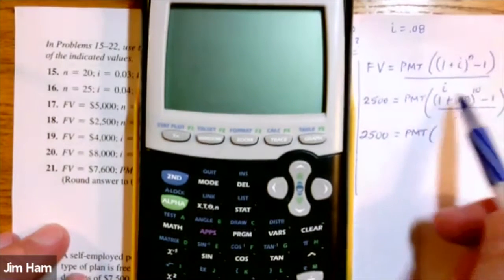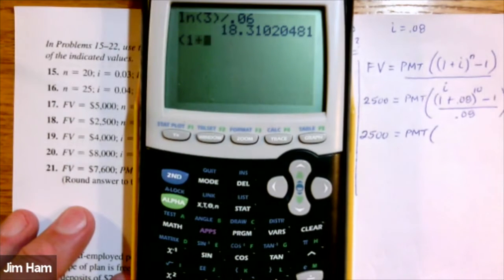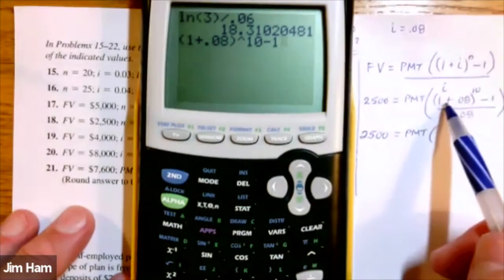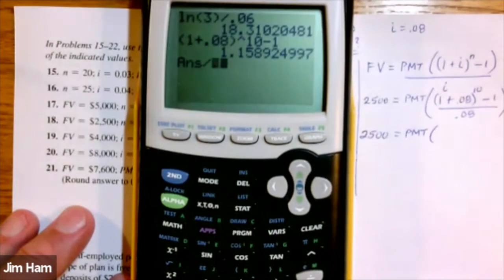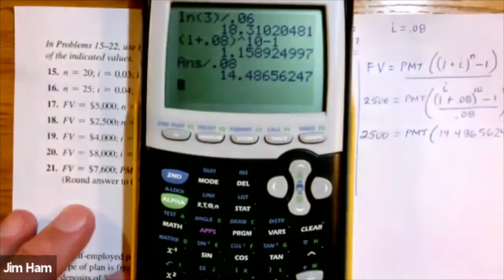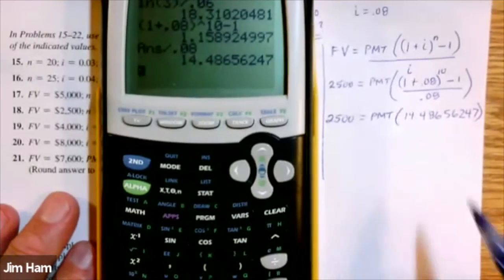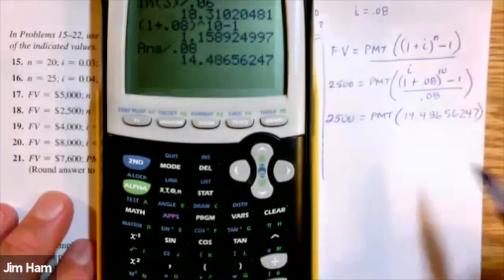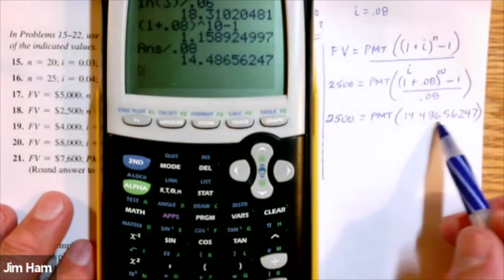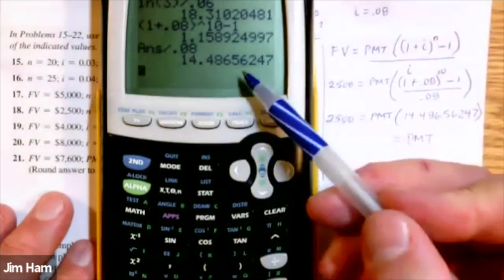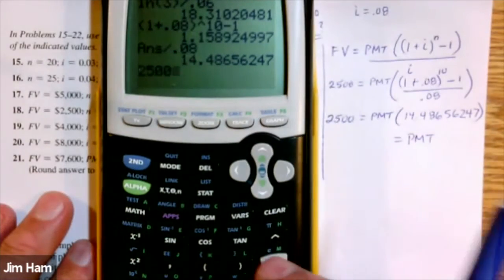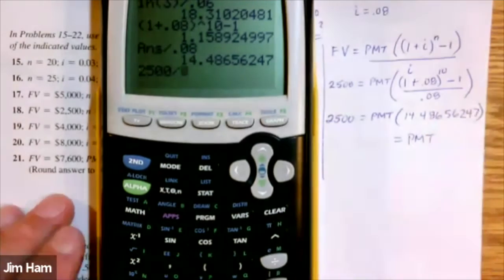So I'm going to evaluate all this stuff here. I'm going to evaluate all the top first, and then I'm going to divide by the 0.08. And you might think it's tedious to write down all these decimals, but the whole display of your calculator is going to be there. So now I just have to divide both sides by this 14.4 number, and then that'll give me the payment. So I have to take 2,500 and then divide by this number, which is my last answer.